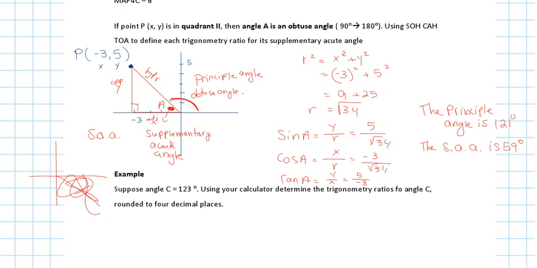Or if you want to use cosine, because sometimes they only give you cosine. They tell you, okay, cosine A is this. Find angle A and find the supplementary angle. So you have to know how to do both ways. Just remember that the angle A and the principal angle are supplementary. They're supplementing each other to add to 180.